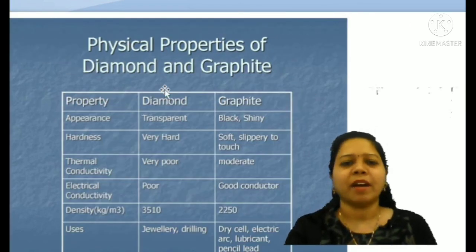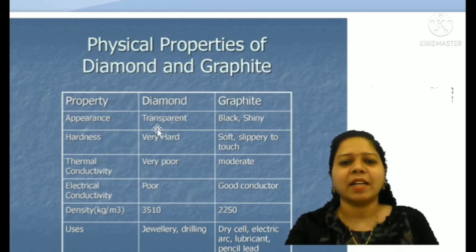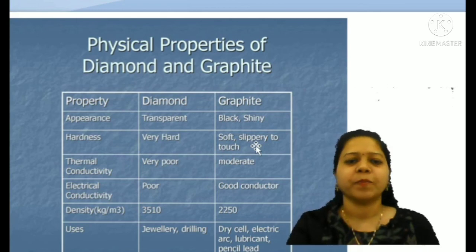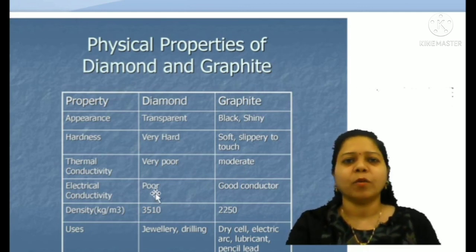Physical properties of diamond and graphite. First, appearance. Diamond appears transparent and graphite looks black and shiny. Hardness. Diamond is very hard and graphite is soft, slippery to the touch. Diamond is a very poor conductor of thermal, means heat, and graphite is a moderate heat conductor. Diamond is a poor conductor of electricity and graphite is a good conductor of electricity. Density of diamond is 3510 and the density of graphite is 2250.